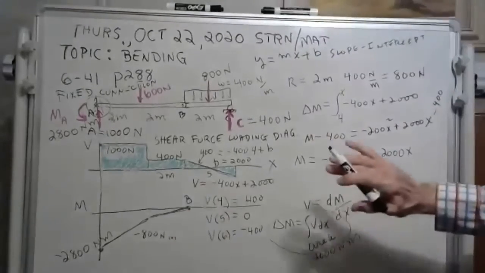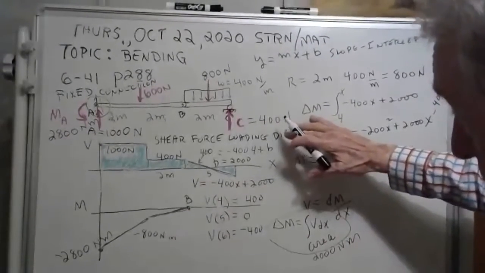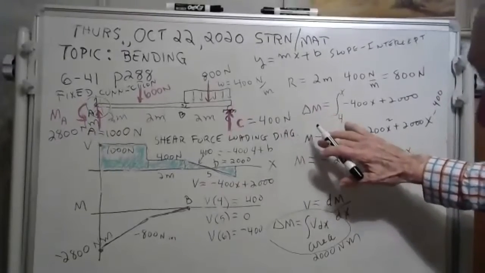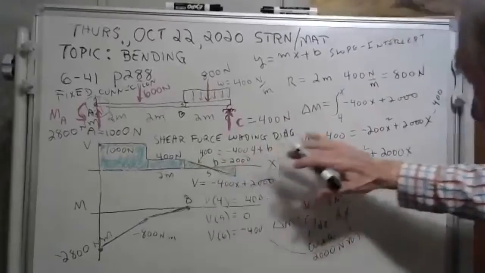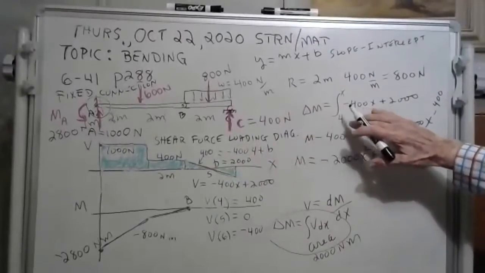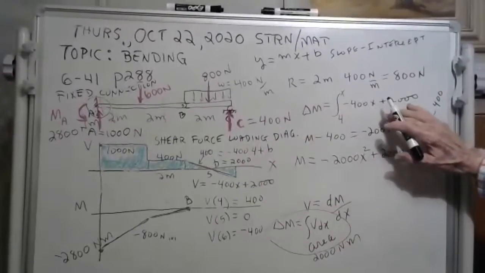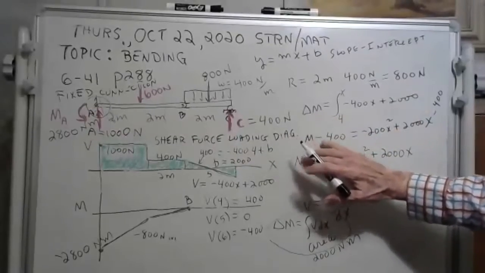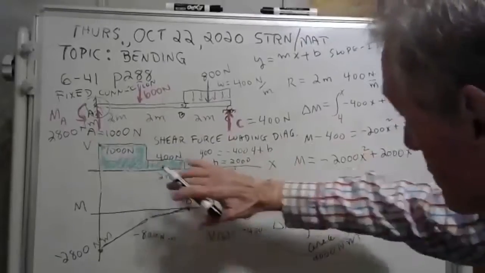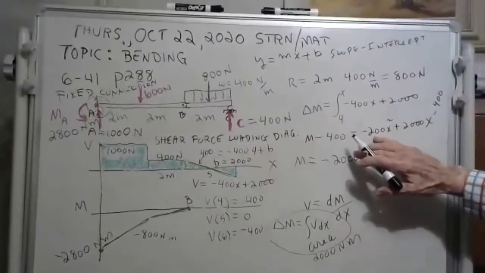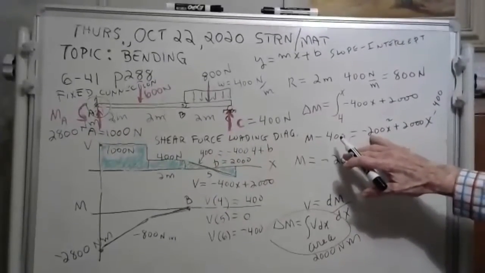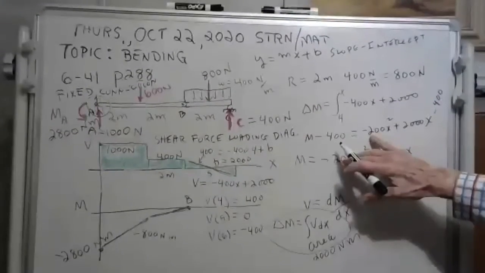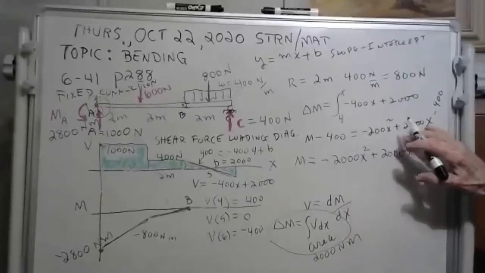Now let me see if I must have fouled up on this moment equation. The change in your bending moment, we're going to go from 4 to any place in here, is negative 400x plus 2000. That's right. And now the change in your bending moment is final minus the initial. It's 400 to start with. That's right. Equals, now when you integrate this, you get minus 200x squared, that's right, plus 2000x.